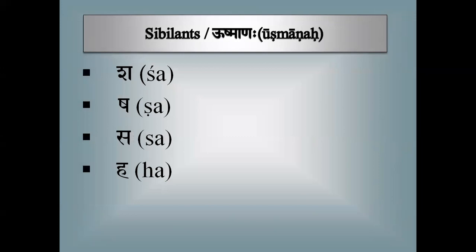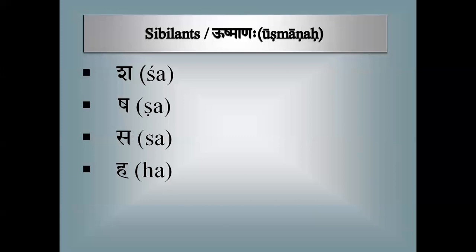So, sha, sha. The next one is sa. Sa. Saraswati. Sagar. Sagaraha. That's sa. Sarit. Sarovar. So sha, sha, sa. The last one is ha.